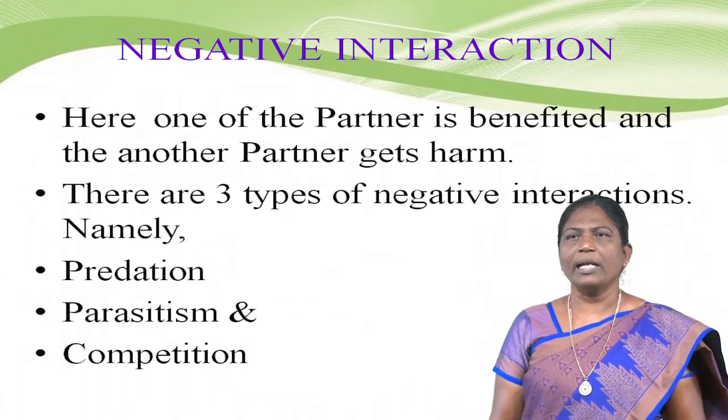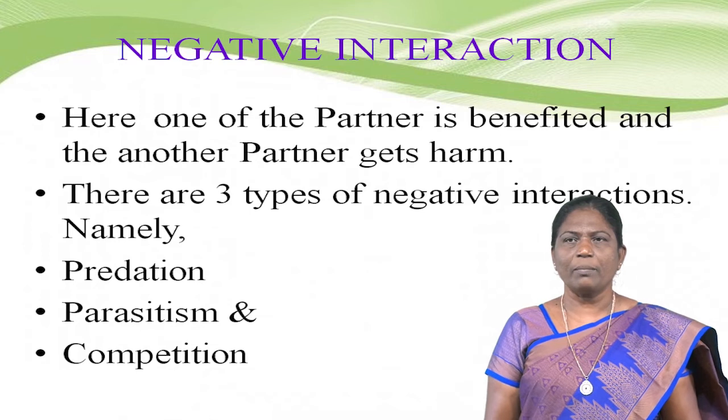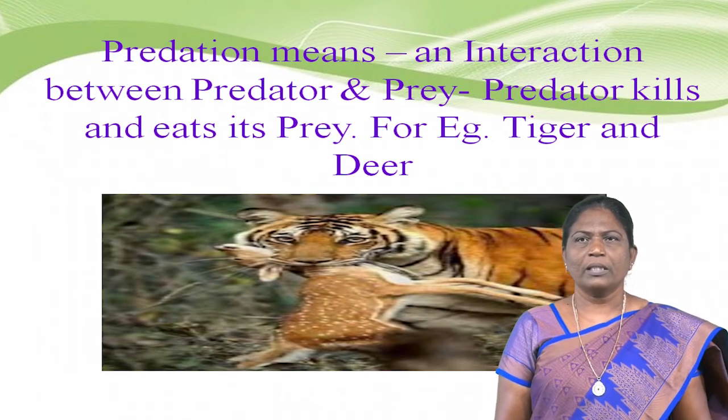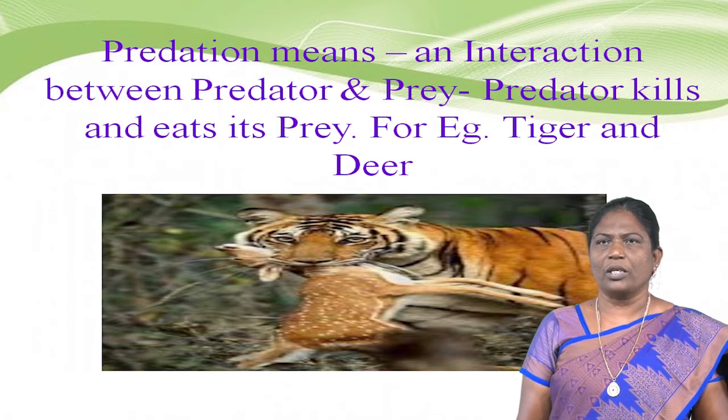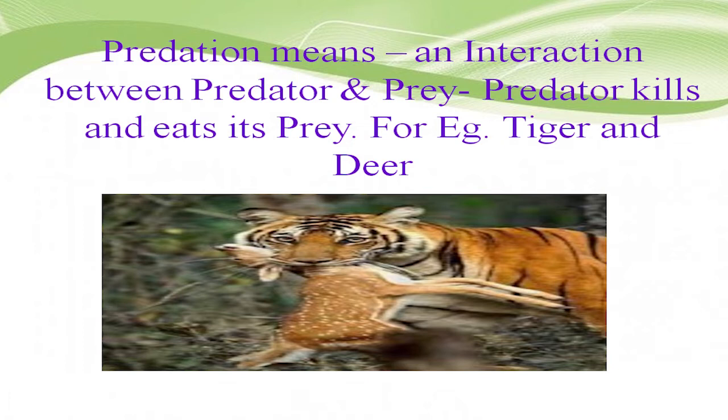The next is about the negative interaction. Here, one of the partners is benefited and the other partner gets harmed. There are three types of negative interactions, namely predation, parasitism, and competition. Predation means an interaction between predator and prey. The predator kills and eats its prey, for example, tiger and deer.